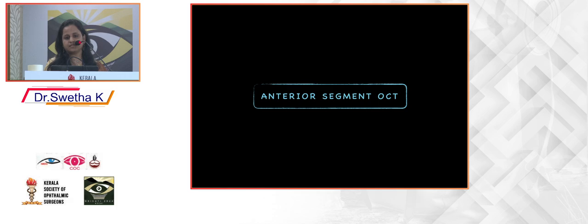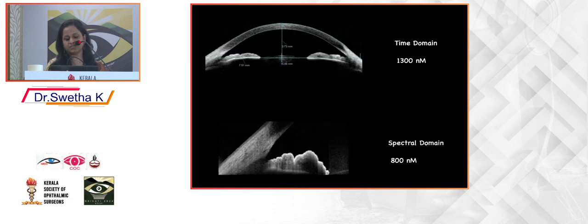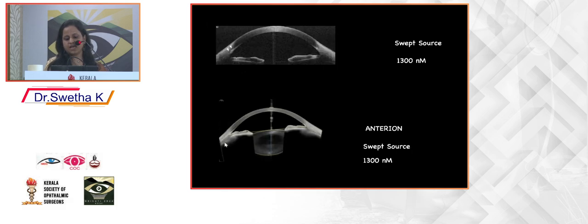Then comes the anterior segment OCT, which has had many advancements recently. Initially, it started with the time domain OCT, which had 1300 nanometer light, with good depth of penetration, but the resolution was not good. Then came the spectral domain OCT, where the resolution was good, but the depth of penetration was less. And now we have the swept source OCT, which uses 1300 nanometer light, and it gives us good resolution as well as depth.